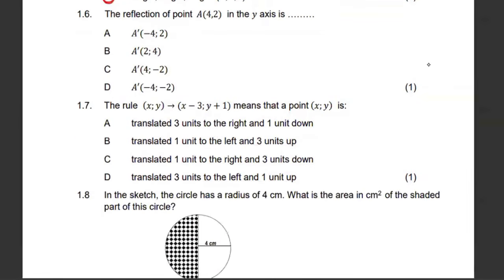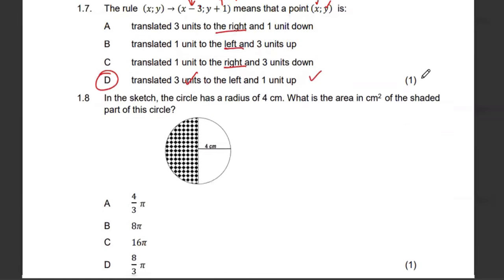1.6. If we reflect (4, 2) in the y-axis, we know that a reflection in the y-axis changes the sign of the x, meaning that it should be (-4, 2), which is A. And then the rule (x, y) goes to (x - 3, y + 1) means that we are moving the point 3 units to the left and then 1 unit up. Translated 3 units to the right, nope. Translated 1 unit to the left, nope. 1 unit to the right, no. 3 units to the left, then 1 unit up.